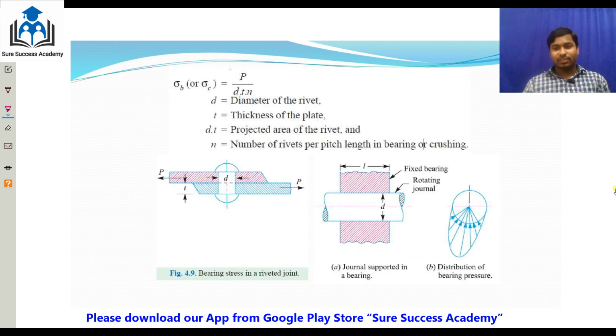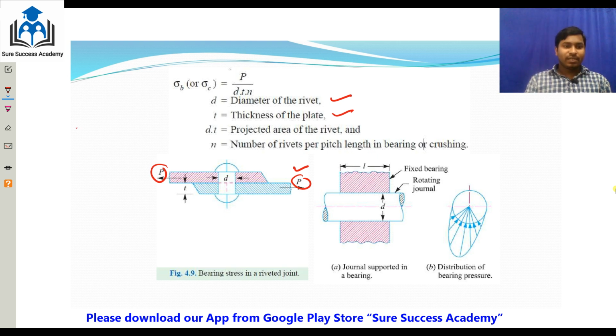How it is acting, I'll show you. Suppose P is applying the load. These are two plates connected by rivet joints, and you are applying the force P here, and t is the thickness of the plate, and d the diameter of the rivet. And if you see here, this is what is happening.